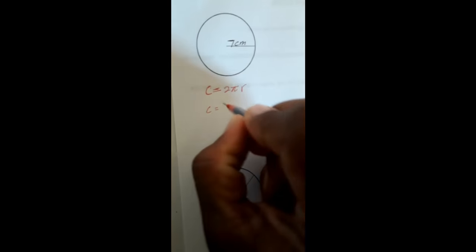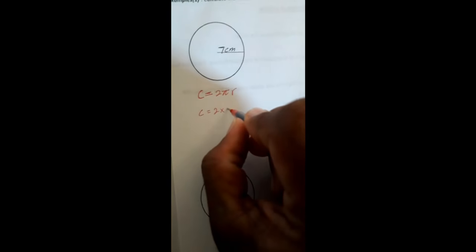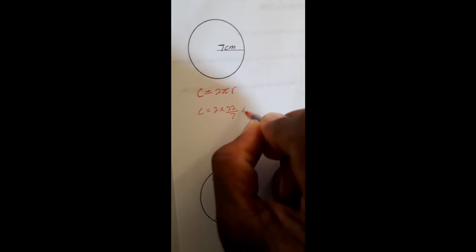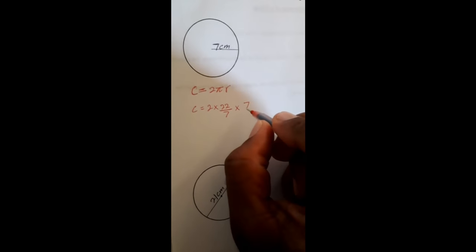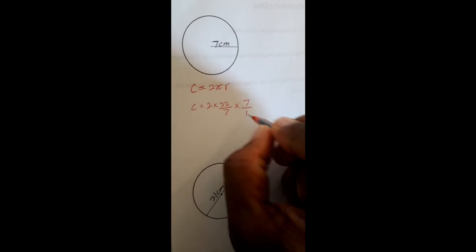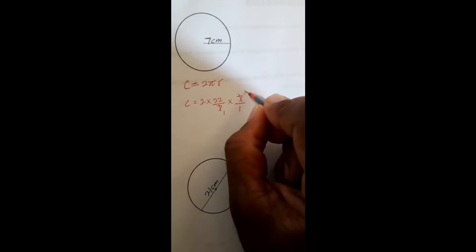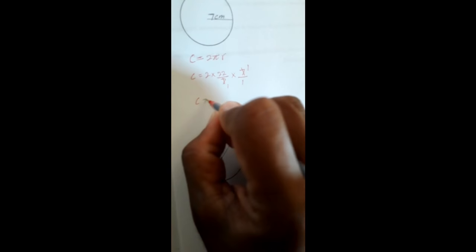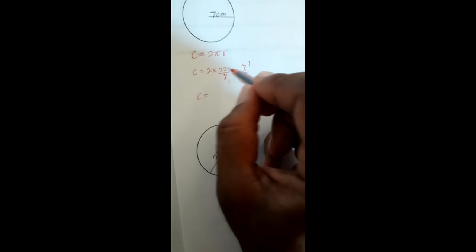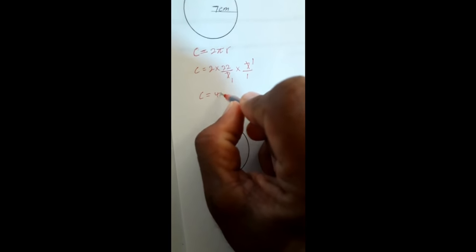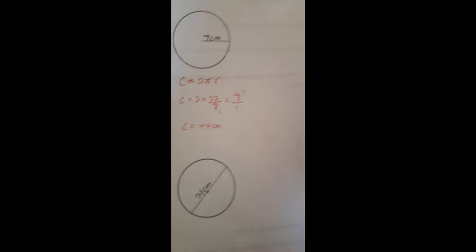So C equals 2 pi r, which means 2 times pi times r. So it will be 2 times pi, which is 22/7, times r, which is 7. If we like, it's optional, we can make this a fraction by putting it over 1. This 7 can go into 7 one time. So C will equal 2 times 22, and 2 times 22 gives us 44. 44 times 1 gives us 44 cm. So that's the circumference of the circle, 44 cm.